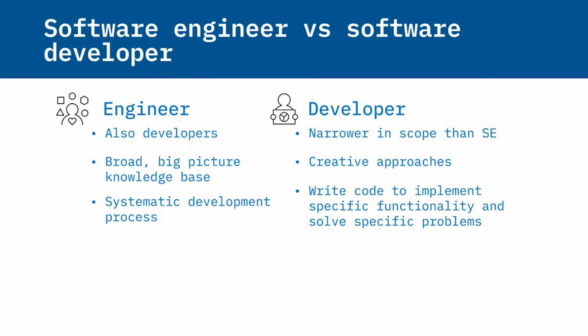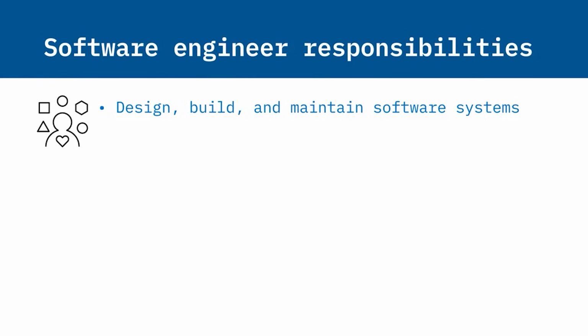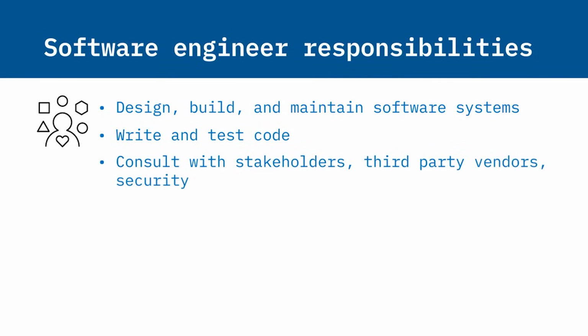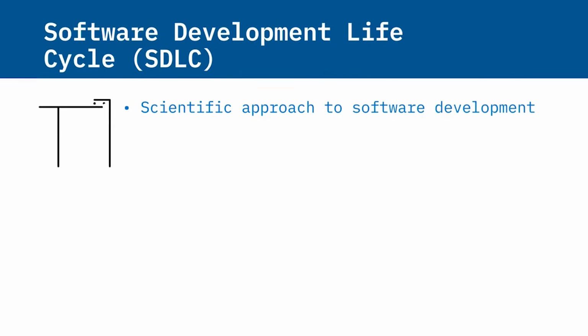Software engineers are often employed on larger scale projects, and they are focused on the broad structure rather than solving an immediate problem. Software engineers are tasked with designing, building, and maintaining software systems. Their responsibilities include writing and testing code and consulting with stakeholders such as clients, third-party software vendors, security specialists, and other team members.